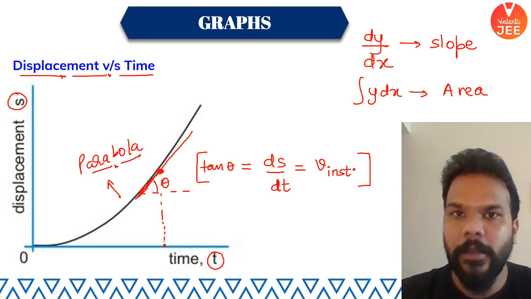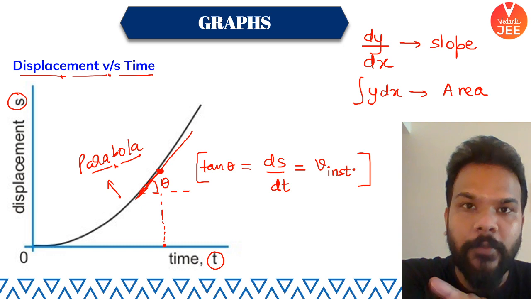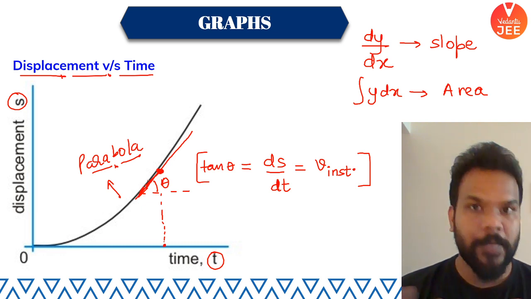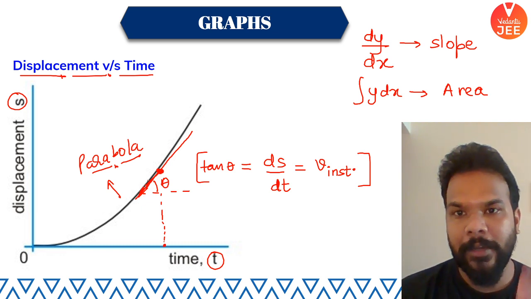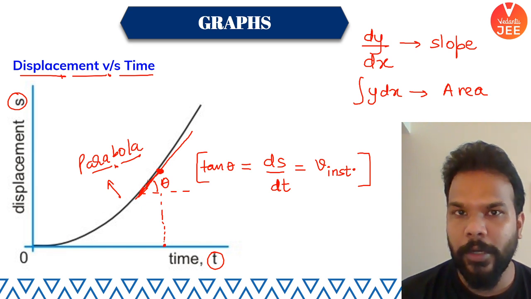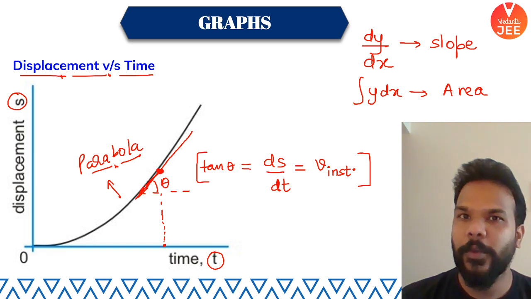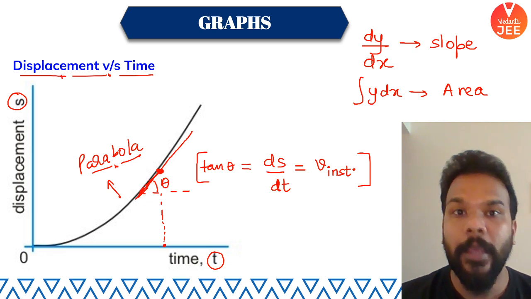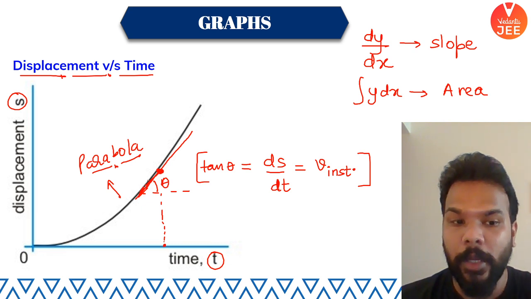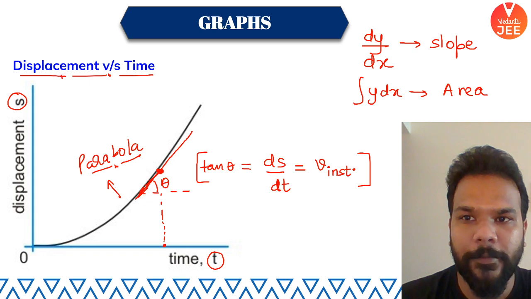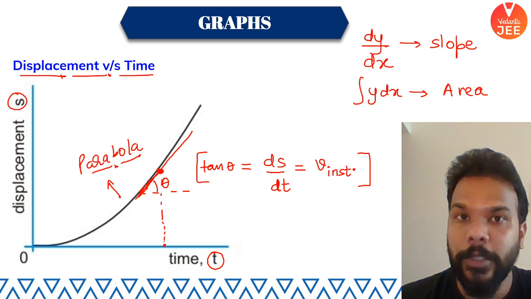So the point to be kept in mind whenever we are dealing with the displacement versus time graph: if I go on the graph, at any point if I draw a tangent, the slope of that tangent is going to give me the instantaneous velocity. And the nature of the graph is a parabola for uniformly accelerated motion. Please keep that in mind. We are going to use this information a lot in the coming time.